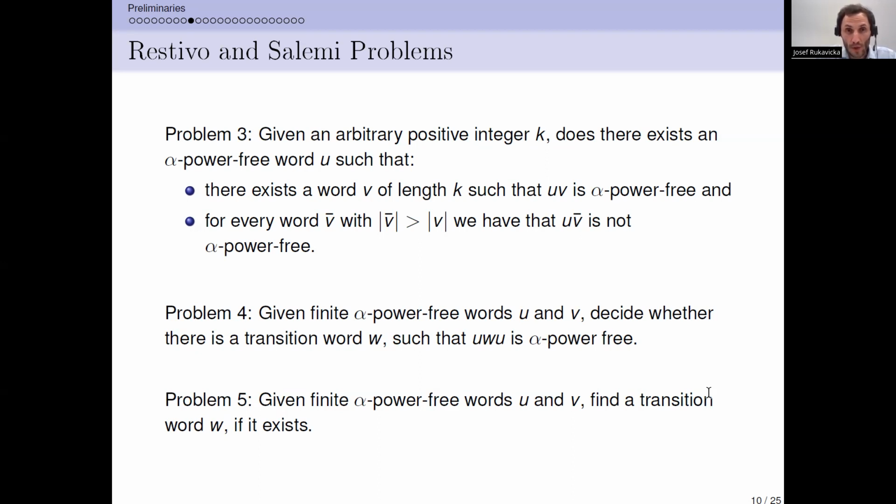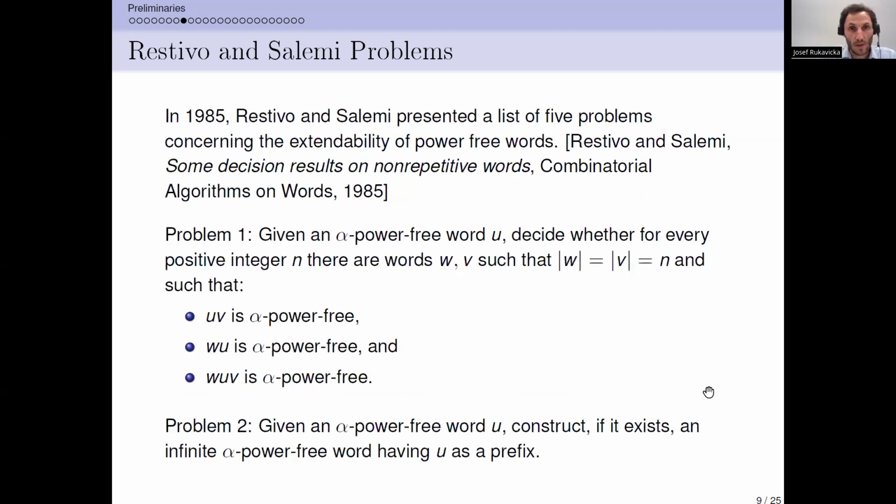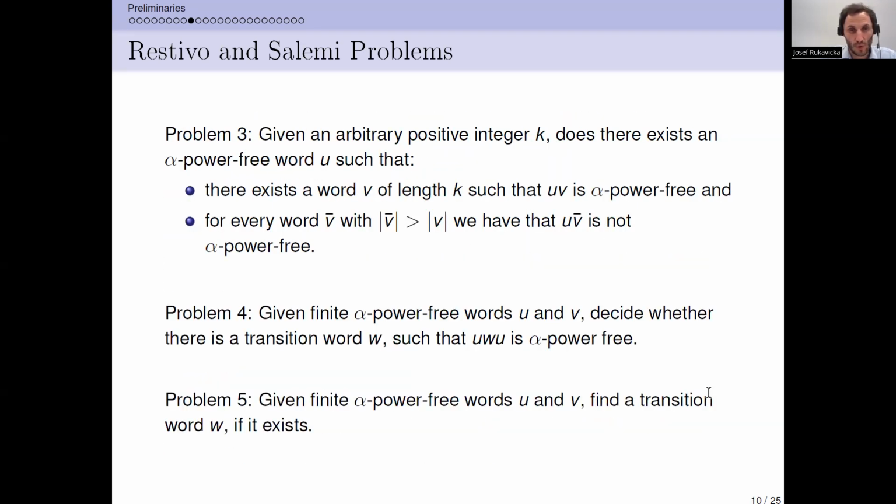And as you have seen at the beginning, there was the paper. They have been presented in 1985, and still they are open. So I have tried.